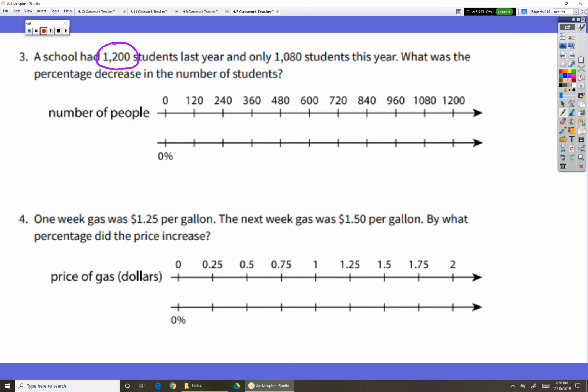Now think about where I told you to put the original amount as far as percents go. The original amount is always at 100%. So I'm going to put 100% below the 1200. Now I have to decide how I'm going to number my number line. So why don't you pause the video, number the number line, and see if you can decide what the problem is asking and find the percent decrease.